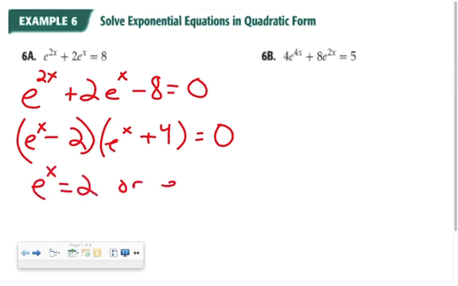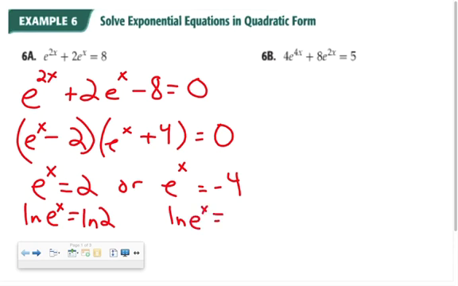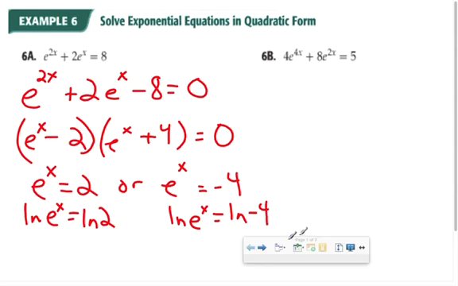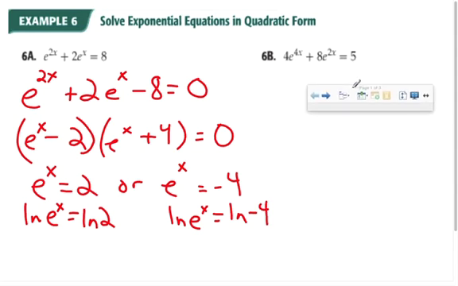So I know that e to the x will equal 2, or e to the x will equal negative 4. And at this point, since it's e to the power of something, you want to take the natural log of both sides. So the natural log of e to the x will equal the natural log of 2. Natural log of e to the x will equal natural log of negative 4. And remember, since natural log is a log of base e, then that means that x will equal the natural log of 2, or x will equal the natural log of negative 4.